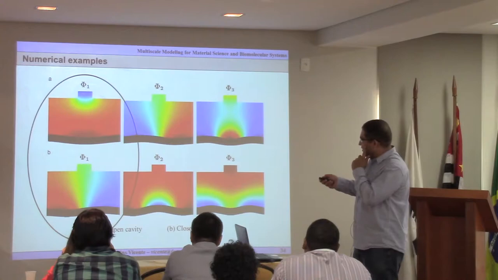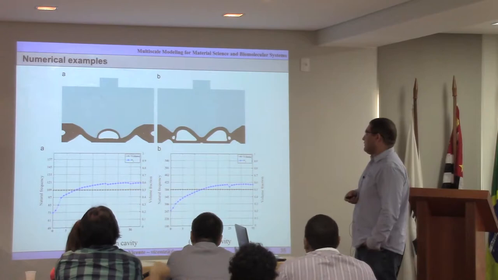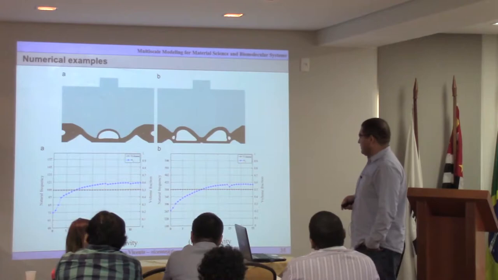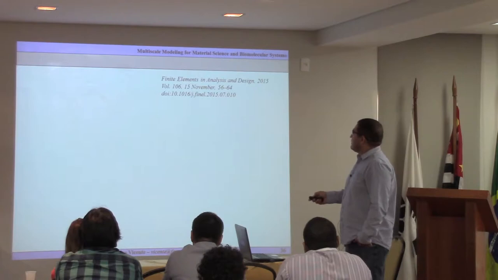So this is the final optimized topology we have found. And here you can see the increase of the first natural frequency for the open and closed cavities. This result was published in the same journal last year.